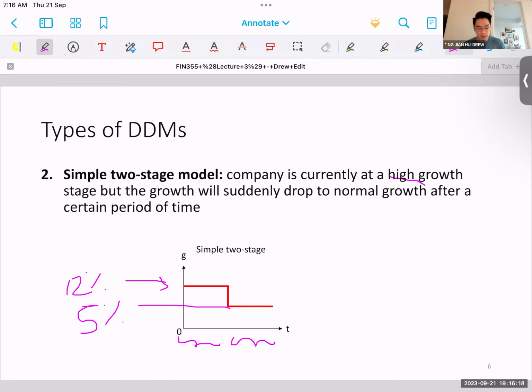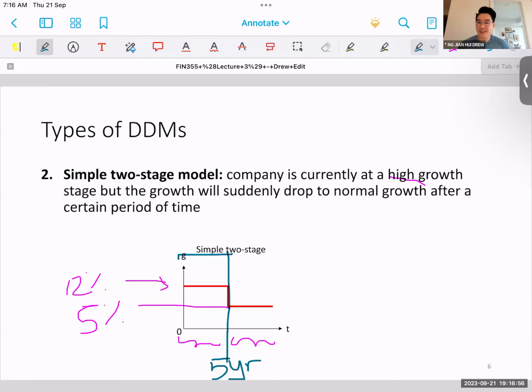In this first component, how do we calculate this part where it's growing at a high rate of 12%? Just intuitively, before we look into the formulas, how should we do it? Let's say this is for 5 years. So in the first 5 years, you can do a sum of PV, or you can use a growing annuity.